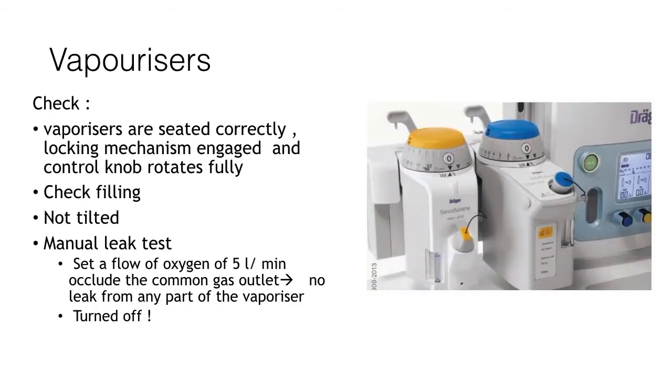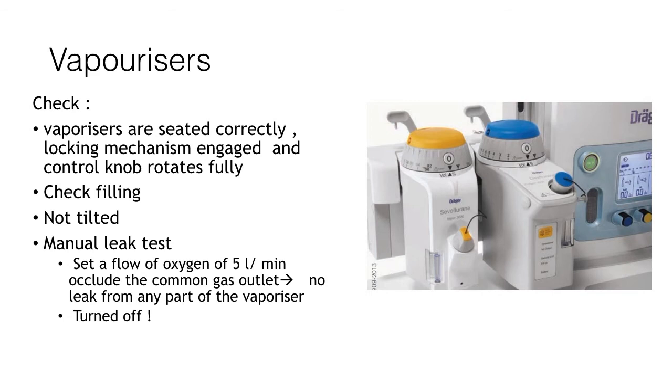So next we need to check the vaporizers. The vaporizers convert the liquid anaesthetic into a vapor so that it can then be delivered to the patient. These vaporizers are colour-coded according to which volatile anaesthetic is present. We should ensure that they are correctly seated and their locking mechanism is engaged so that only one vaporizer can be turned on in turn. If you turn on one vaporizer, then the other vaporizer should lock so that it cannot be turned on.